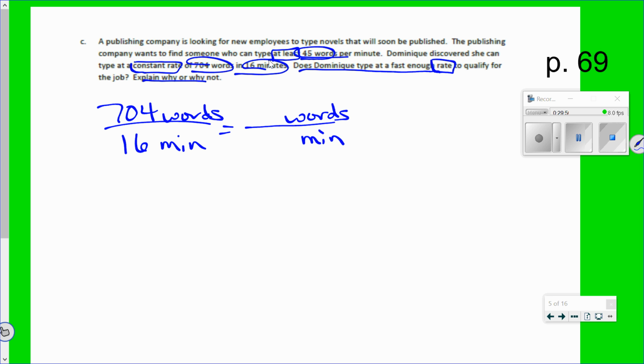As soon as I type my units on this side, do your units on the other side, and figure out what I need. I need 1 minute. How do I go 16 to 1? Divide by 16. So guess what I need to do to the top? Divide by 16. Okay, now, here's the key thing.